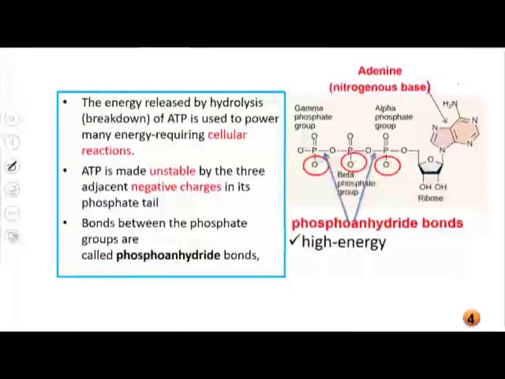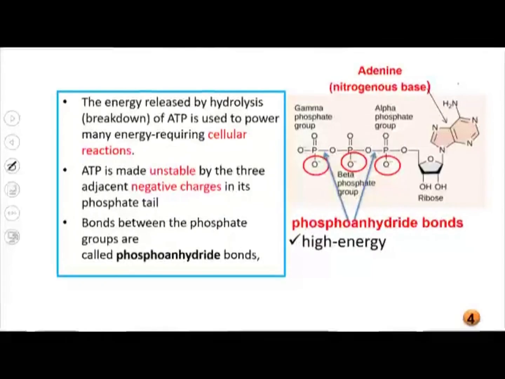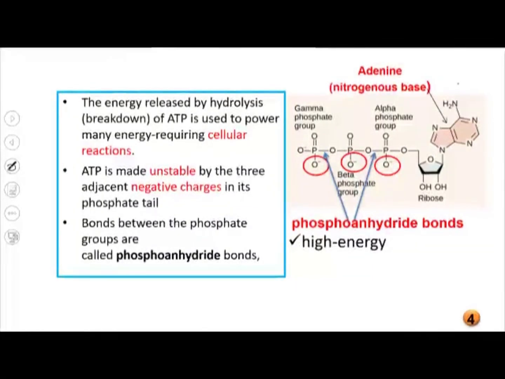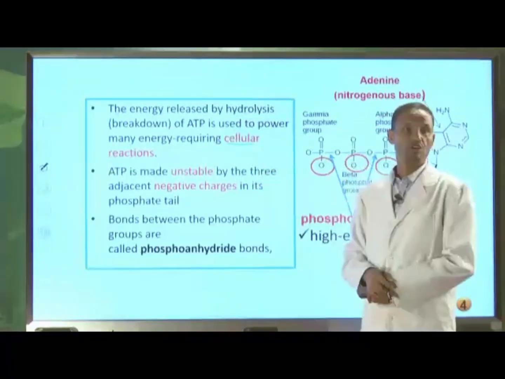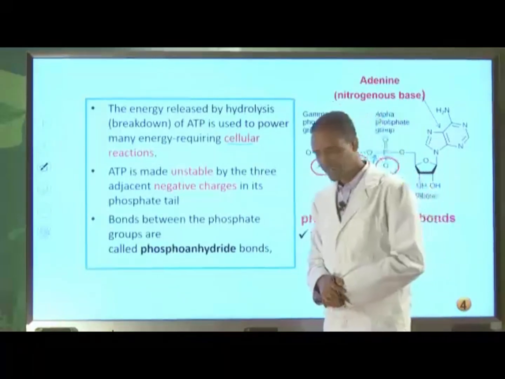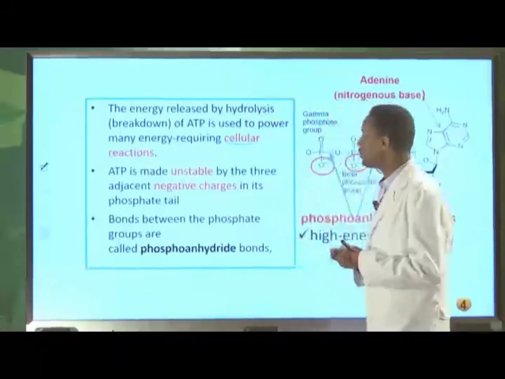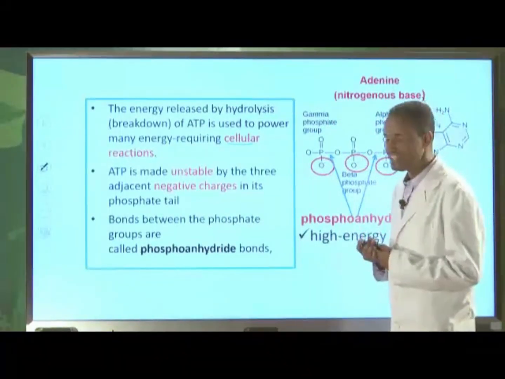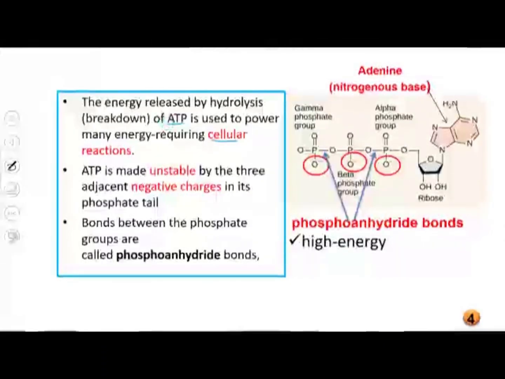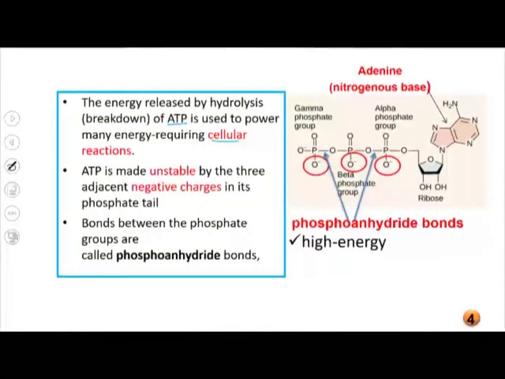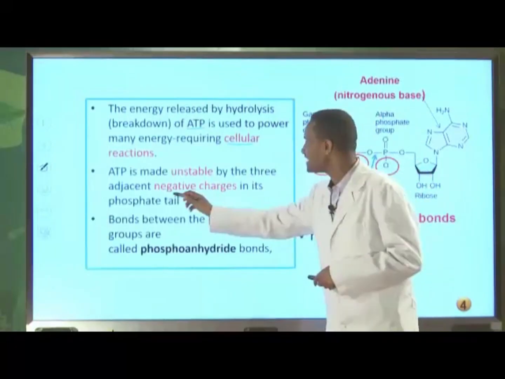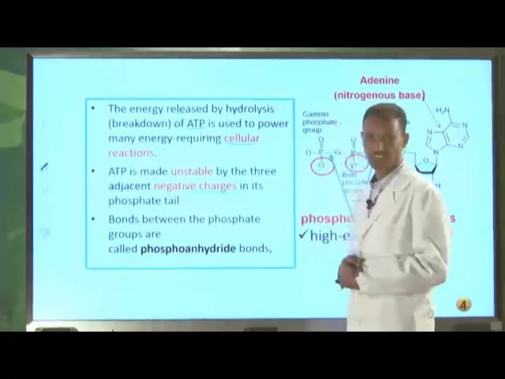Here, the energy released by hydrolysis or breakdown of ATP is used to power many energy-requiring cellular reactions. In our cell, different reactions take place, but for these reactions to take place, our cell needs energy. Therefore, our cell uses this energy to do different activities. ATP is made unstable by 3 adjacent negative charges in the phosphate tail.